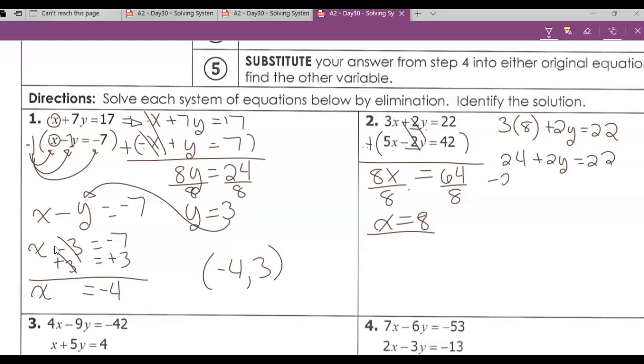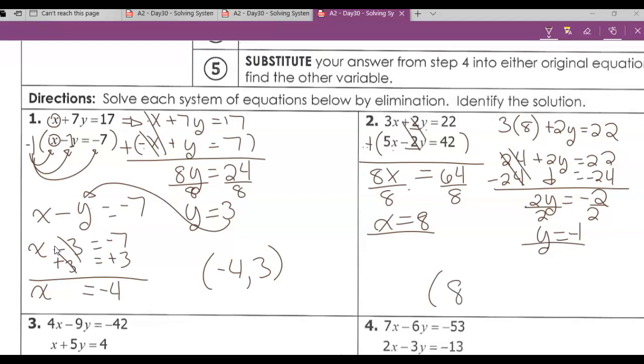I'll subtract 24 from both sides to get the 2y by itself. When I do that, this cancels out, this falls down. I have 2y equals 22 minus 24, which is negative 2. I will now divide both sides by 2 to get y all by itself. And I get y equals negative 1. So my solution is, when x is 8, y is negative 1.